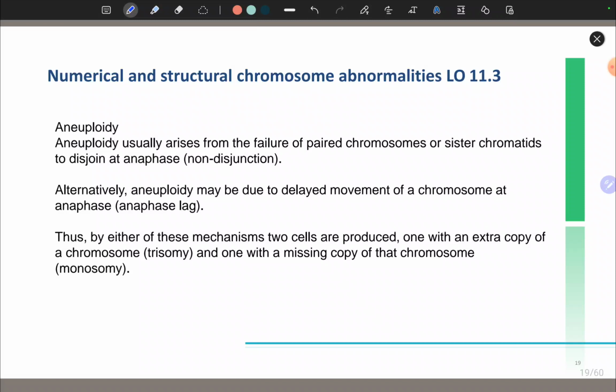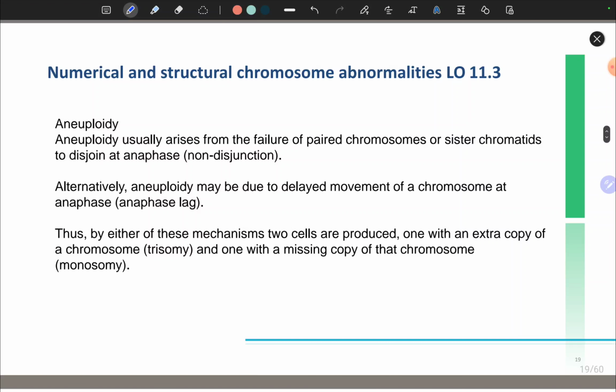Now aneuploidy usually arises from the failure of a pair of chromosomes or sister chromatids to disjoin during anaphase. So here we have, during the cell division, 1 chromosome will not disjoin.